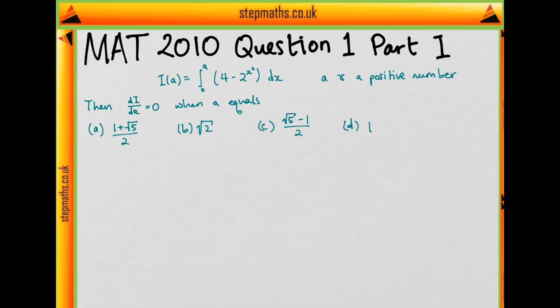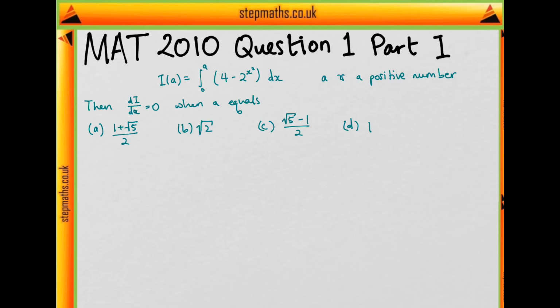Hi, in this video I'm going to go through part I of question 1 on the Math 2010 paper. So we're told that I is a function of a, where it's equal to the integral between 0 and a of 4 minus 2 to the power of x squared, and a is a positive number. And we want to know when is dI/da going to be equal to 0.